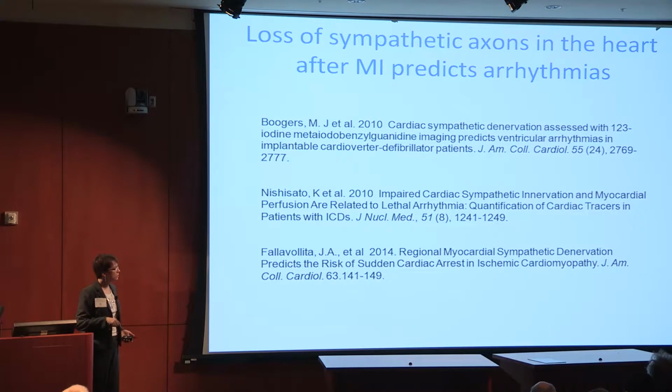In these studies, the patients received ICDs, and they then followed them later and asked who had arrhythmias and their ICDs fired and who didn't. All of these studies, which were done in different parts of the world, found that sympathetic denervation in the heart seems to predict risk for arrhythmias. So we're talking about the loss of axons, right? This point's been made earlier. The cell bodies are in a different area, so we're talking about loss of sympathetic axons in the heart.